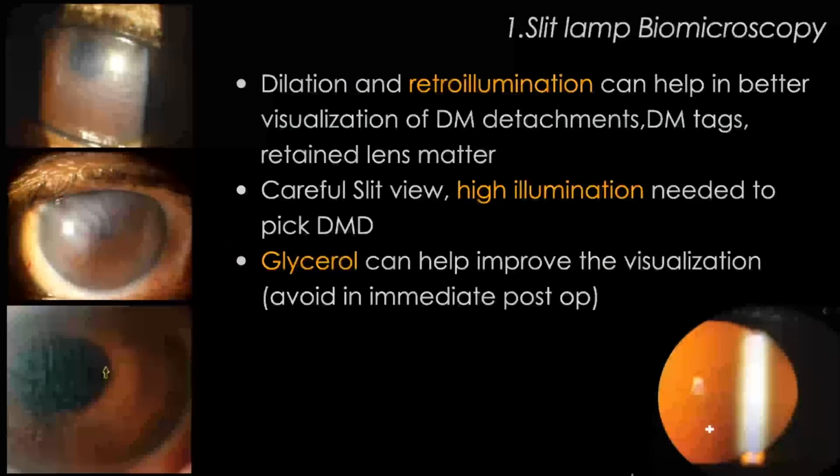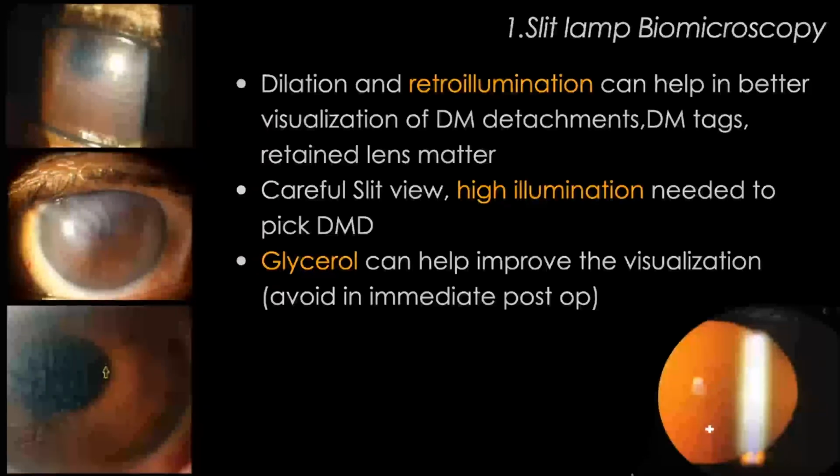A few tips for a good slit lamp examination: if the corneal edema is not allowing a good visualization of the DM detachment, you could always dilate and have a look through retroillumination, where even a small DM detachment may become obvious. Always use high illumination and a good slit view to pick early or small DM detachments. Glycerol again can help improve the view, but that is not to be used immediately post-op in view of avoiding infection.